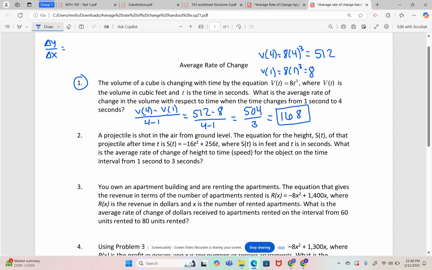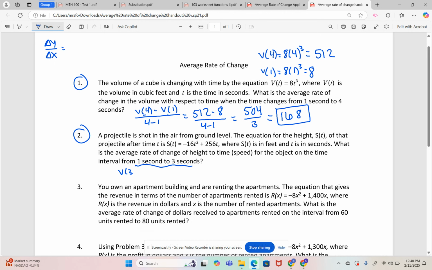So number 2 says a projectile is shot in the air from the ground level. The equation for the height is S of t of that projectile after time. So S of t is going to be what we use for our change in y, where t is seconds. What is the average rate of change? We're going from 1 to 3 seconds.